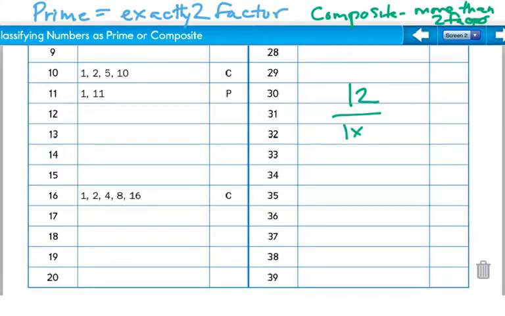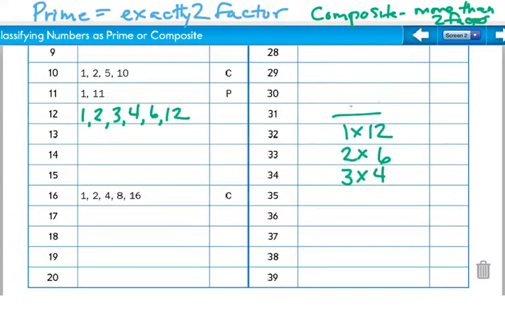So 1 times 12, 1 times itself always. It's an even number, so I know 2 times something, 2 times 6, and 3 times 4. If I kept going, I would get 4 times 2, which is the turnaround fact. So I know I have all of my factors. So next to 12, I'm going to put them in order. 1, 2, 3, 4, 6, and 12. And I'll erase this. It is more than 2 factors, so therefore it is composite.